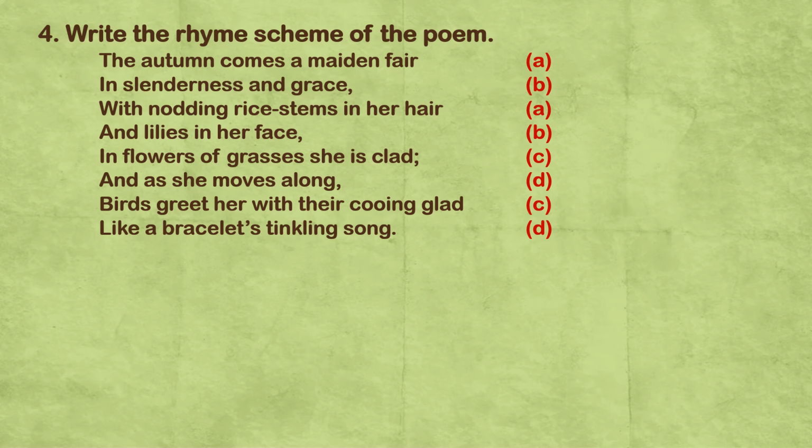Now as we go along, we get clad and glad, which don't rhyme with words like fair and grace. So it is C and C. And then we have along and song, which are rhyming words, which come as D and D. So for rhyme scheme, you have to look at the last word of each line. And if they are rhyming, then you label it with a similar alphabet. Okay. So looking at this, we get the rhyme scheme of the poem as AB, AB, CD, CD.